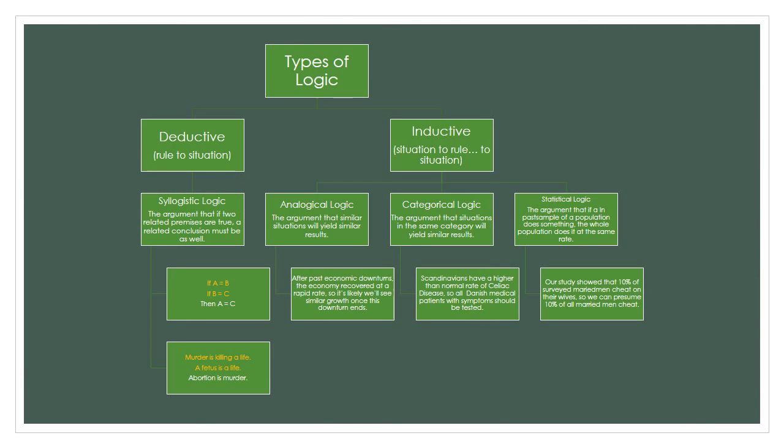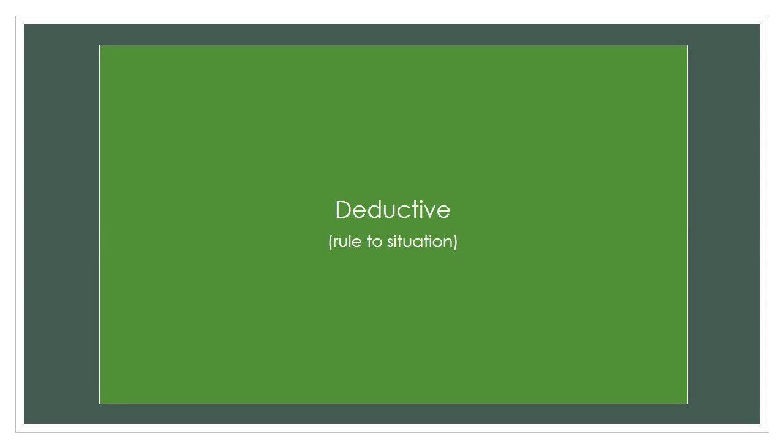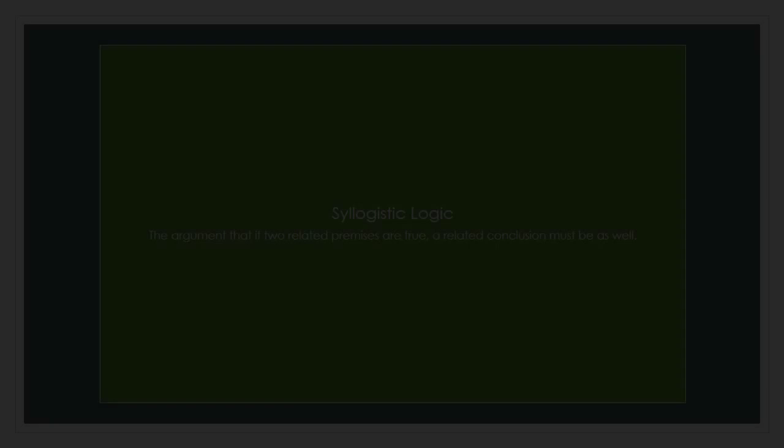All right, so ultimately there are sort of two branches of logic that we will consider in our class. You talk to philosophers, you talk to mathematicians, there are lots of other types of logic, but this is what we're going to look at: deductive and inductive. We're going to take a look at deductive first. The idea behind deductive logic is that you take a rule and then you apply it to a situation. If we know something is always true, we can then apply it to the situation.